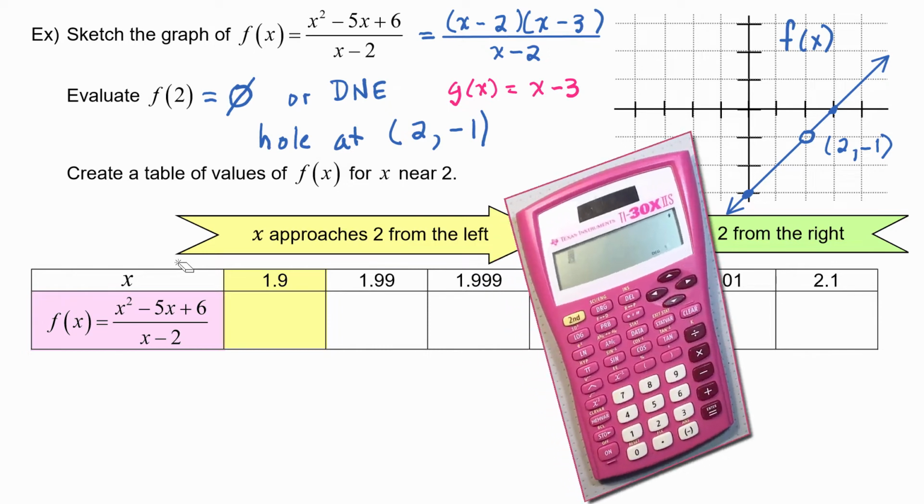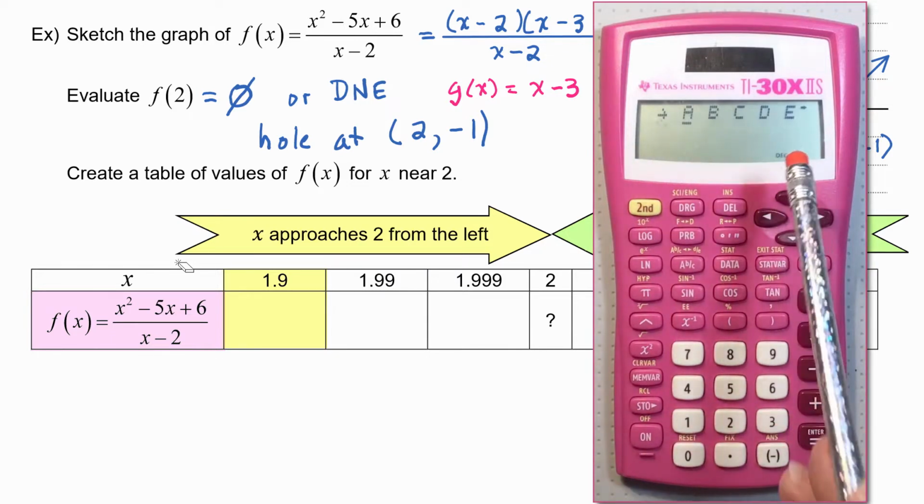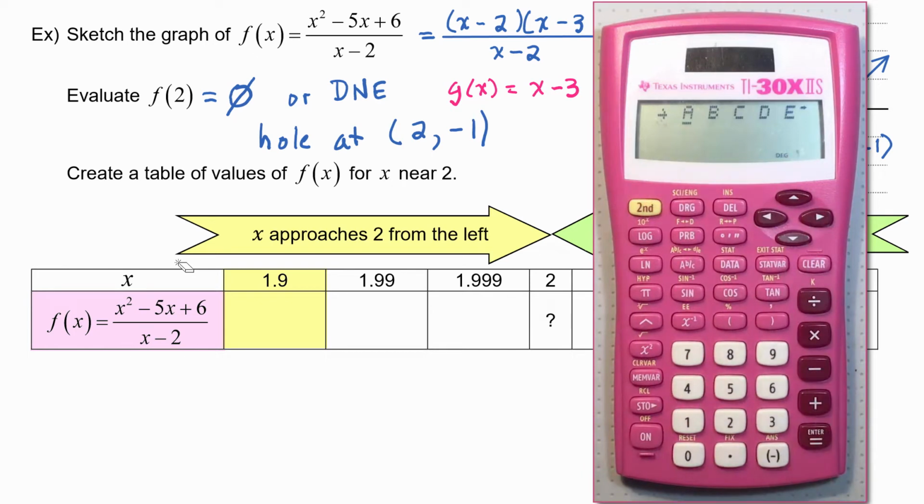Now what I like to do when I know I'm going to be plugging in several values to the same function is I'm going to make use of the memory feature of the calculator. So first I will put 1.9 into my calculator, and I will store that in one of the locations. I'm going to pick memory location A. Hit enter.